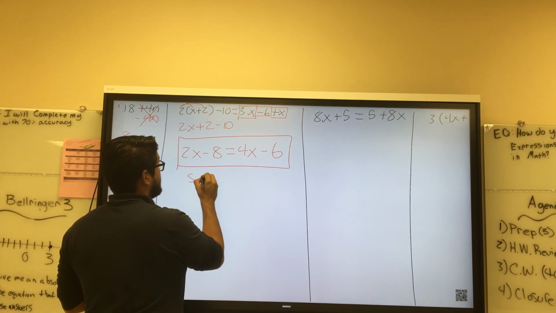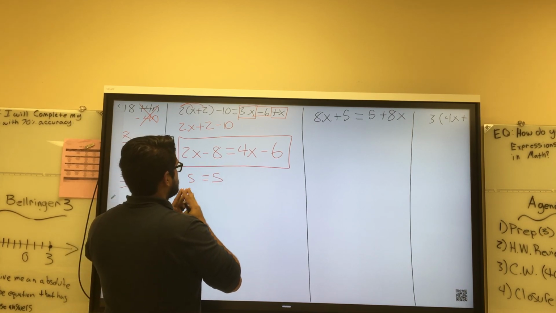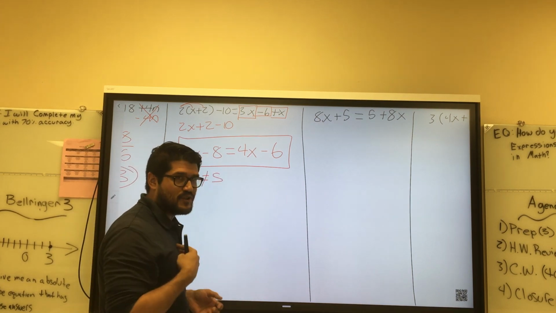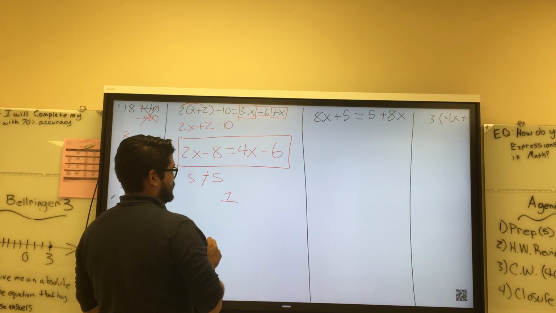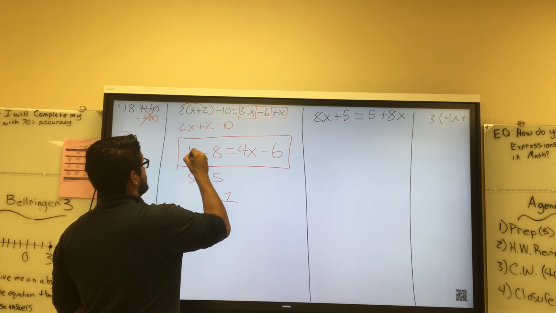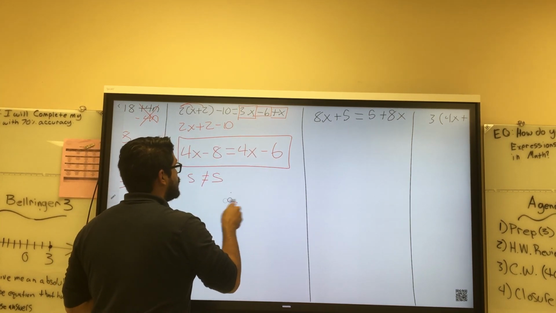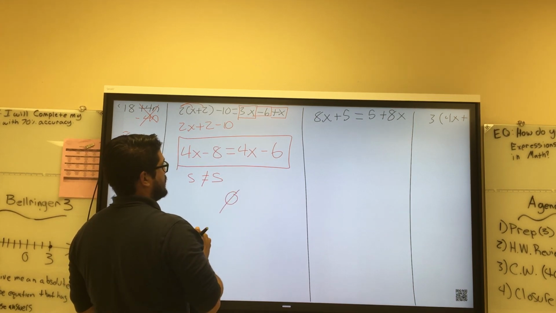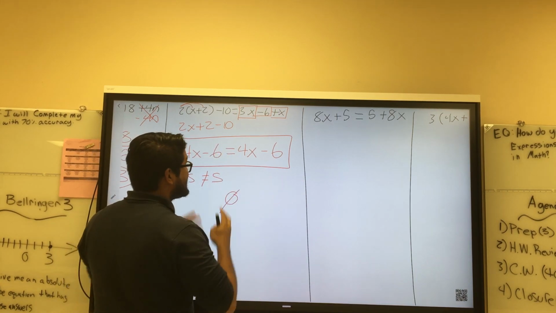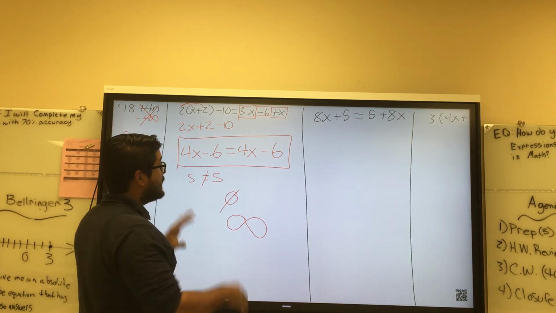If the slopes are the same, then, if the slopes are the same, then, if the slopes are not the same, I'm so sorry. If the slopes are not the same, there is one solution. Okay? If the slopes are the same, but the y-intercepts are different, then there are no solutions, 0 solutions. And the last thing is, if everything is exactly the same, then there is an infinite amount of solutions. All right? And then that's it.